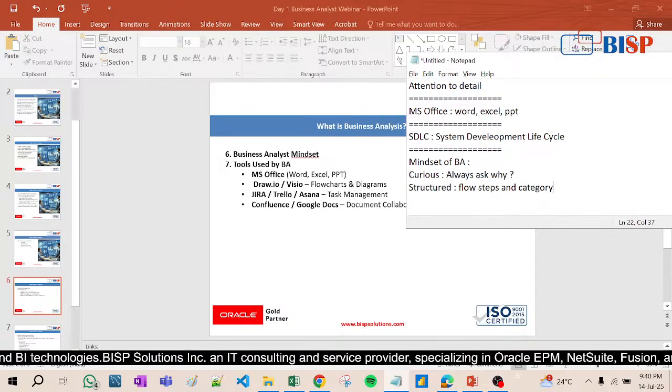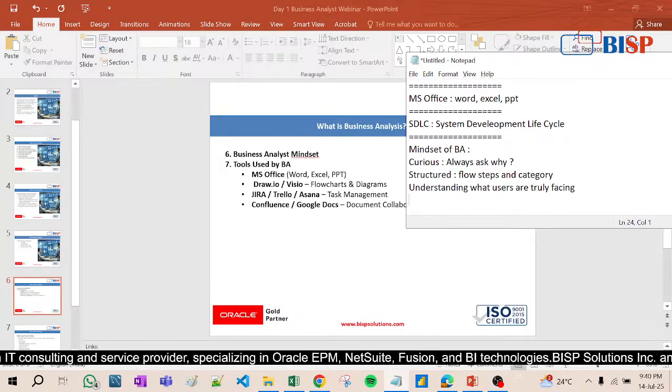Then understanding what users are truly facing, right? What users are truly facing. For example, if in a company they are struggling with who approved this $50,000 purchase order. In a company there are so many things that go on in parallel. It is not like everything goes smoothly. So you have to think about what problems they are facing, right?